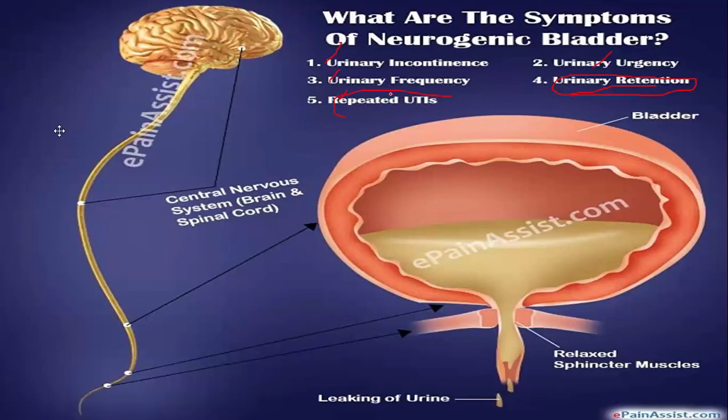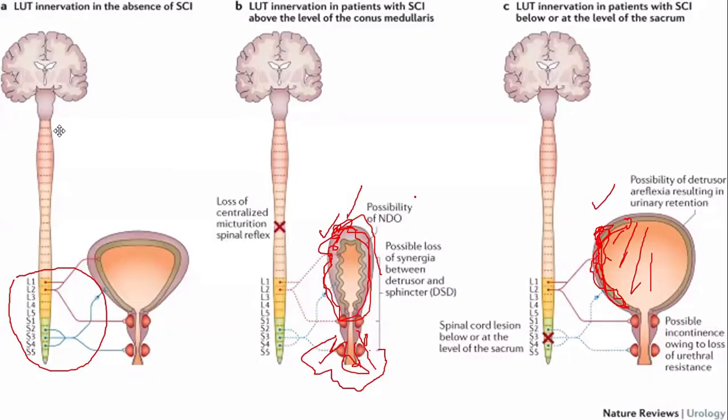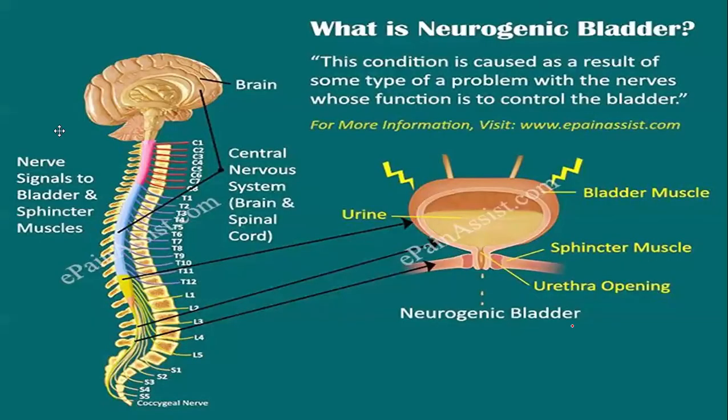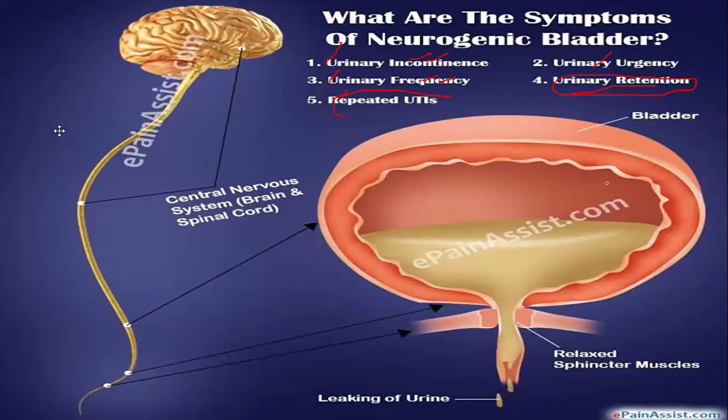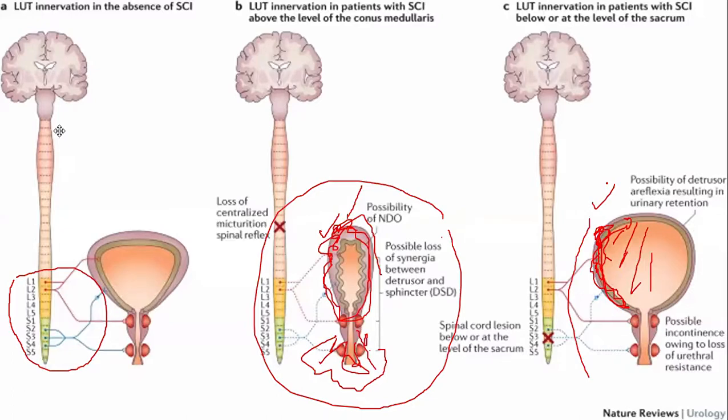And then here, you can have urinary incontinence, frequency. So this one, urinary incontinence and frequency falls at this level. And for the urinary retention, it falls for this one. So it depends upon the level of the destruction of the nerves or of the nervous system.